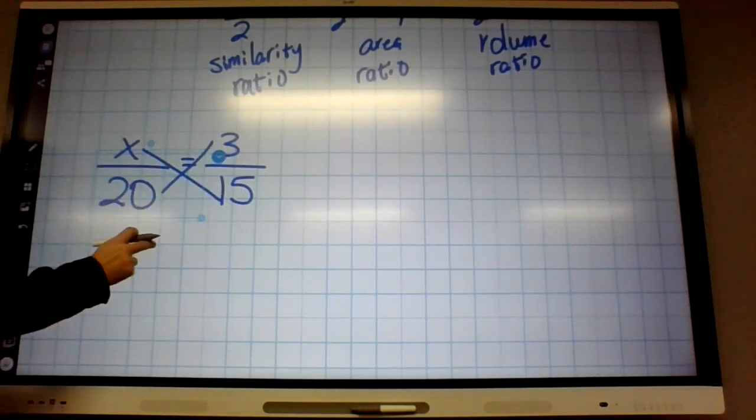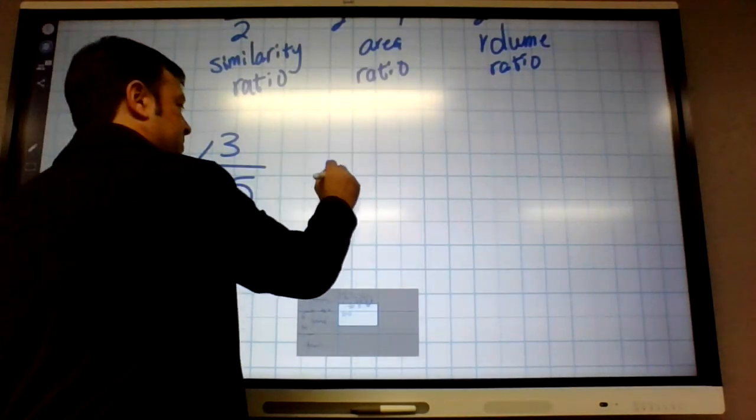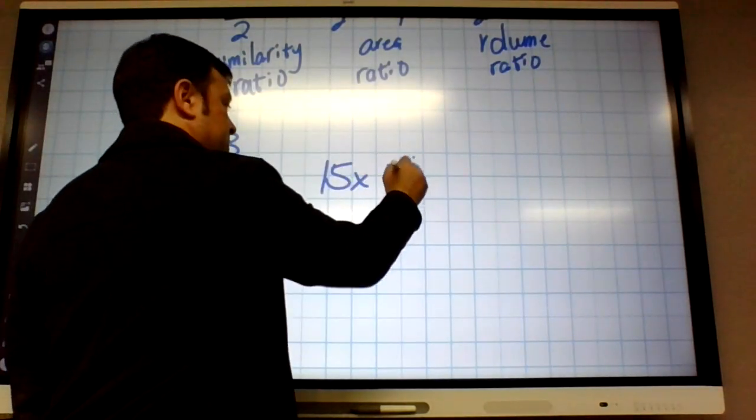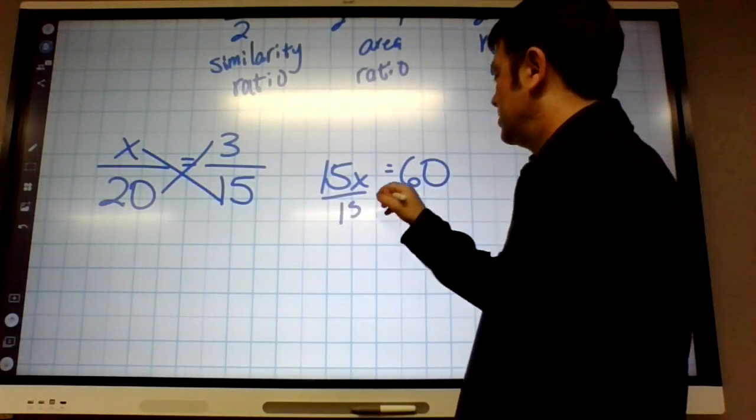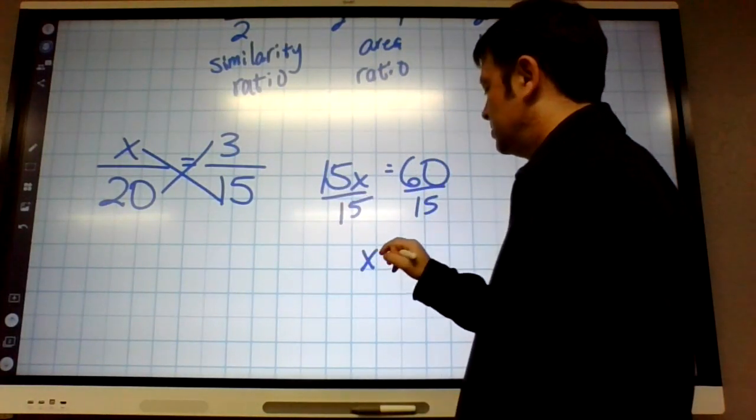All right, and then cross multiply. 15x equals 3 times 20, 60. 60 divided by 15 is 4.